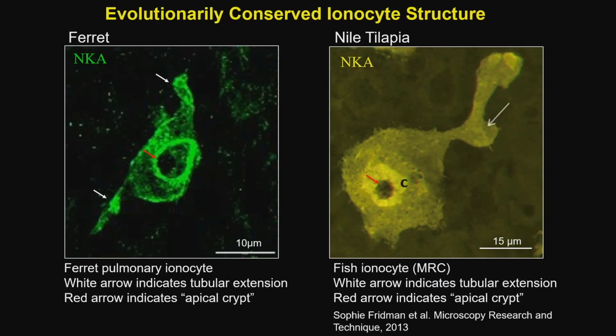Then we compared the ionocyte structure to fish. We found that both ferret and fish ionocytes have this apical ring structure and tubular extension. So we think the ionocyte structure is evolutionarily conserved.